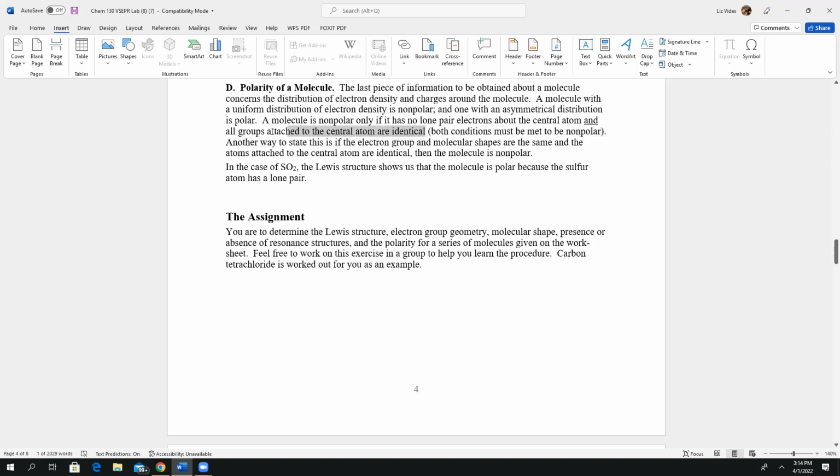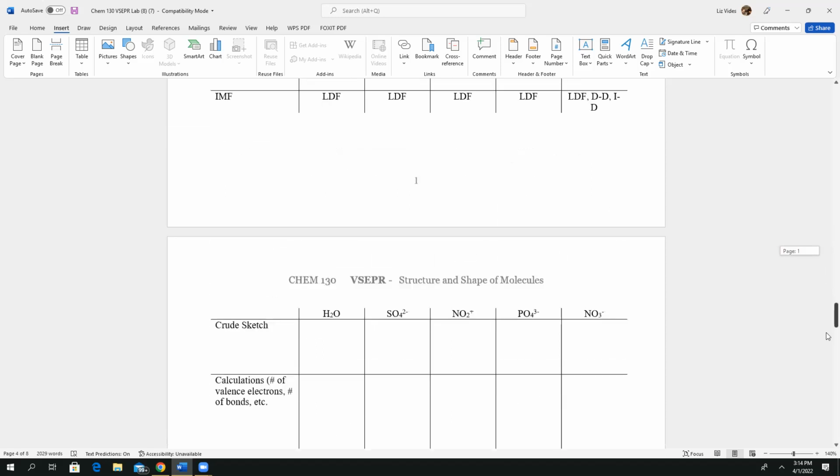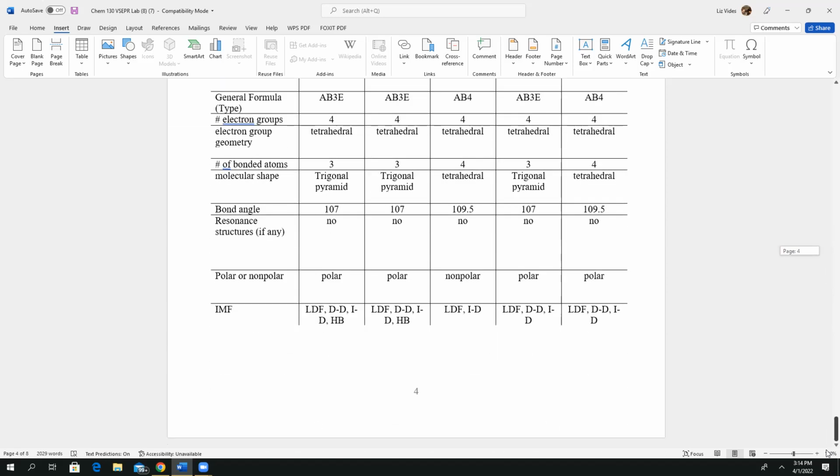That is the one thing that it is not. They are not identical. We had 1 hydrogen and 3 chlorines. So you notice it says both conditions must be met to be nonpolar. So there you go. In this case, it is polar. And that concludes this part of the lecture.